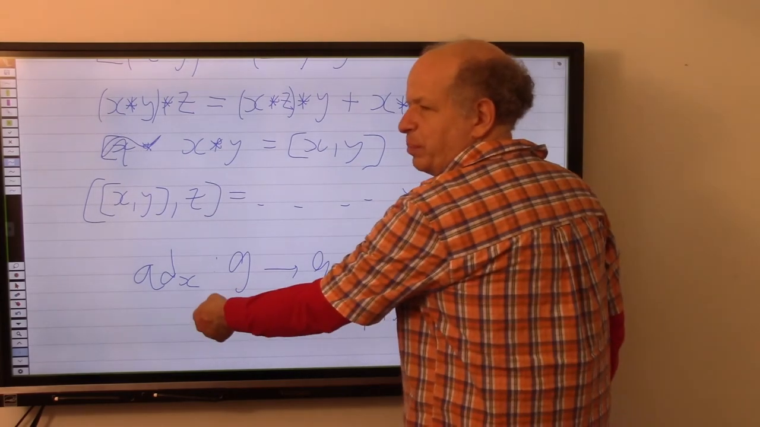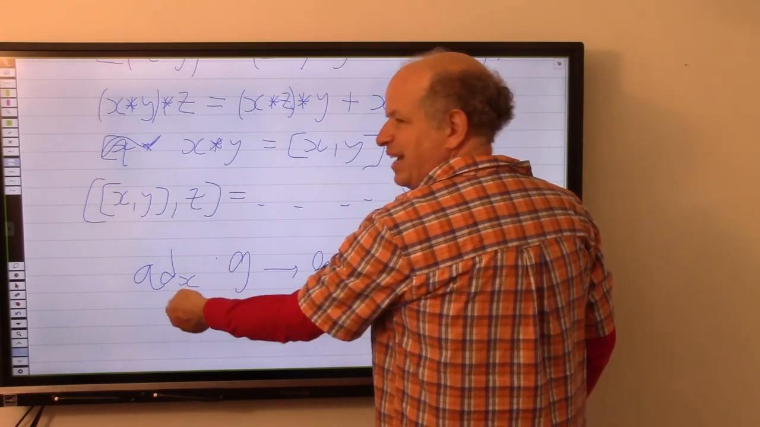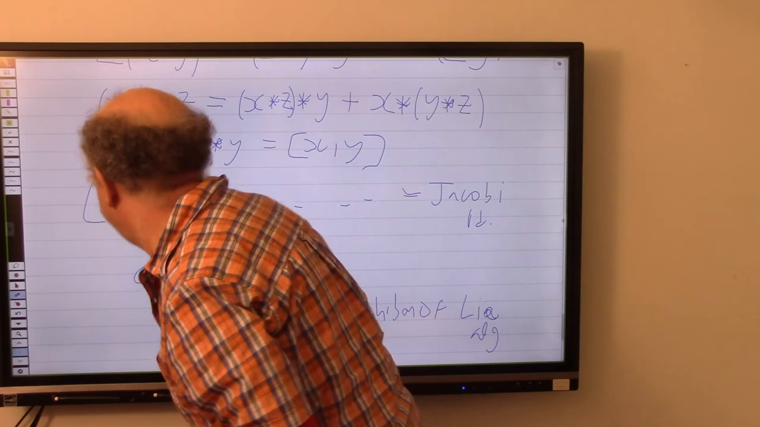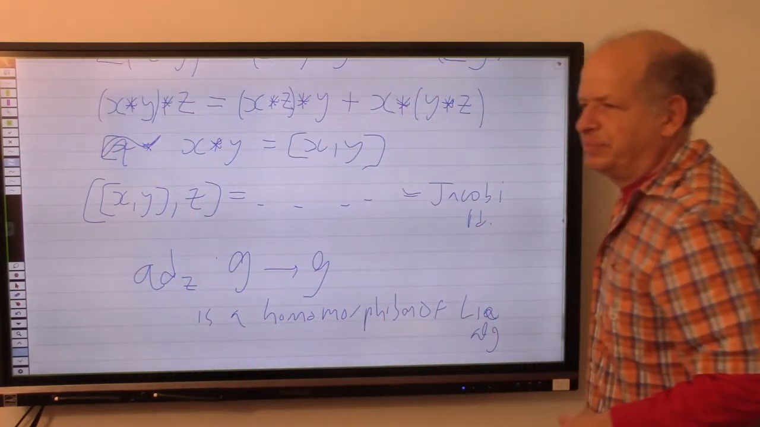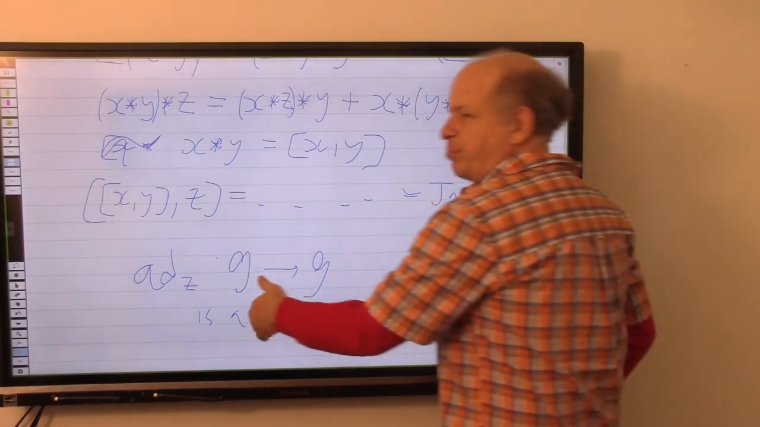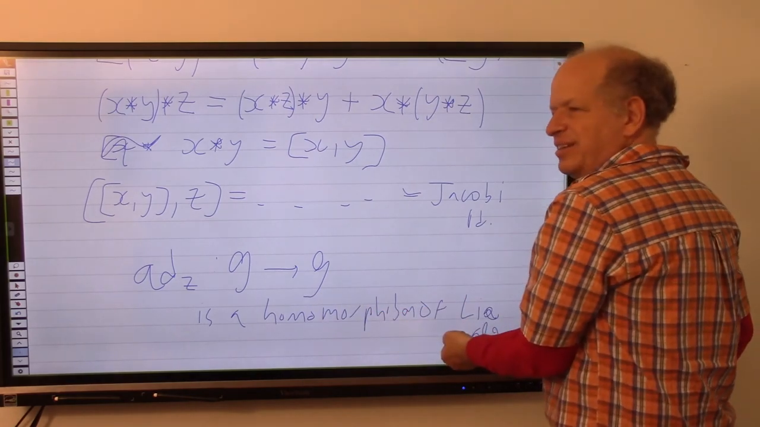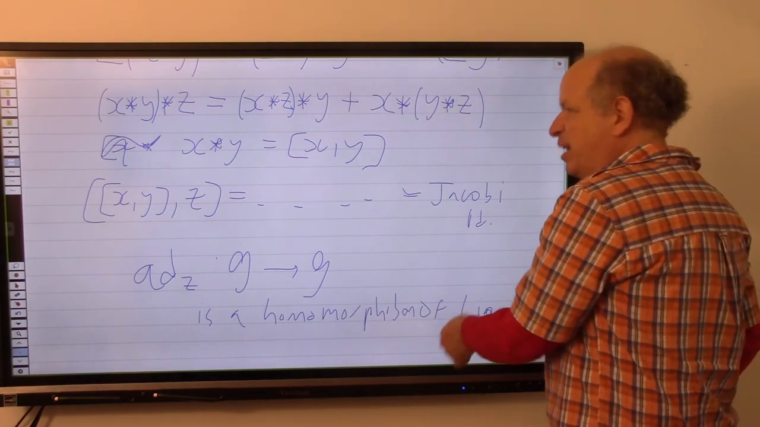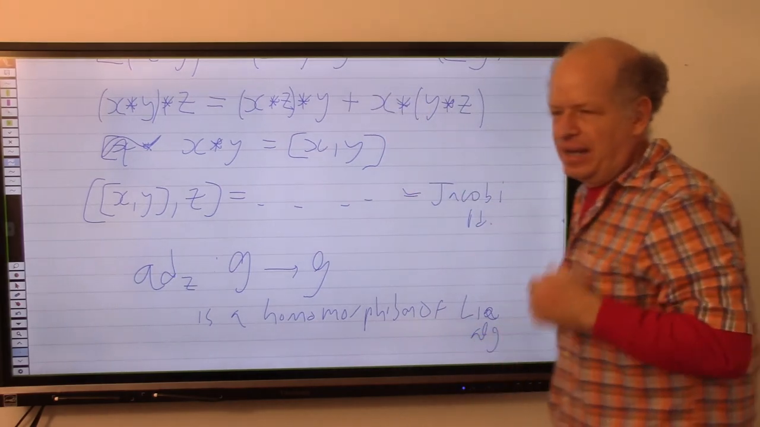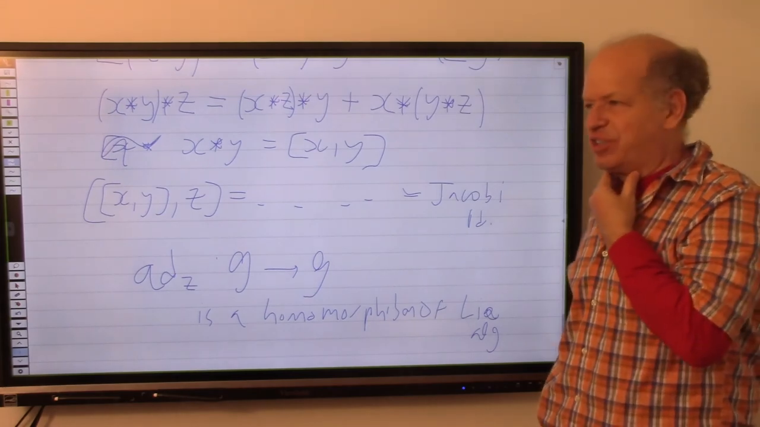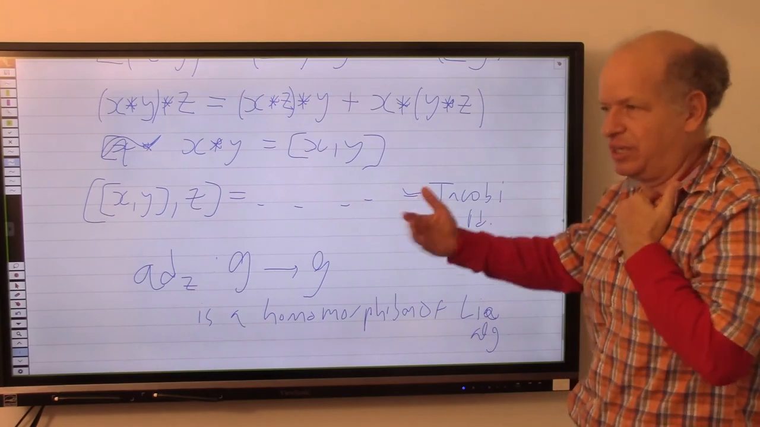But what's the adjoint operation? It's exactly taking the bracket with a fixed element. Maybe I should have called this element z. So the adjoint of z is bracketing with a fixed z. So this is the infinitesimal version of a quandle. I'm already a minute and a half over time, so I should stop. And I didn't even go back to knot theory, but I should.